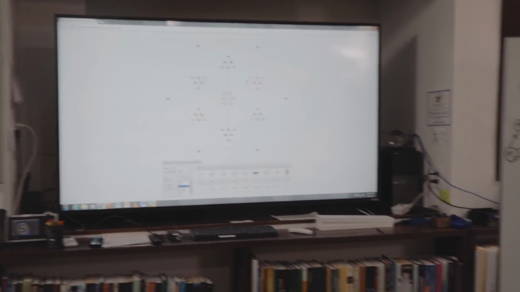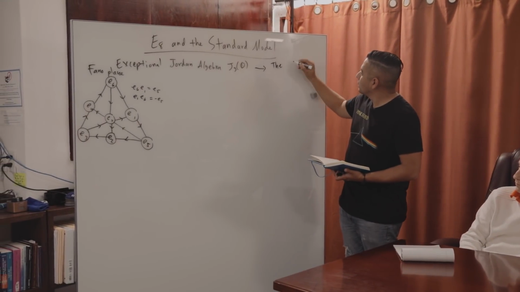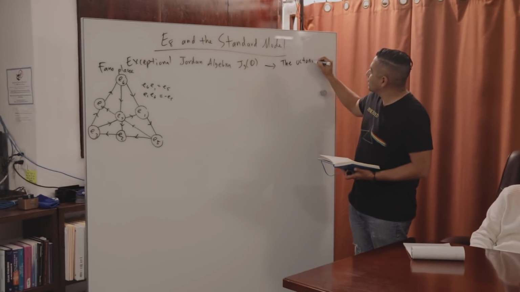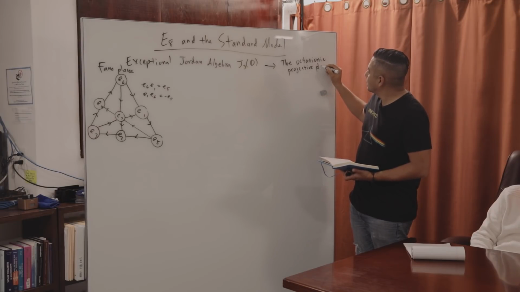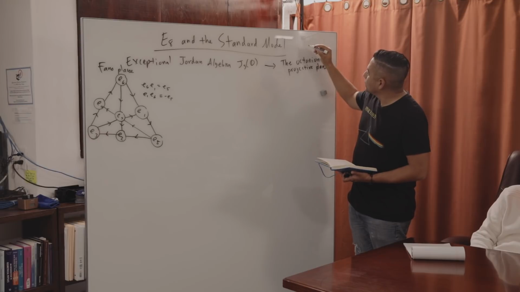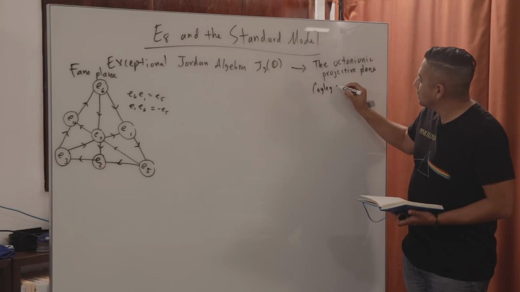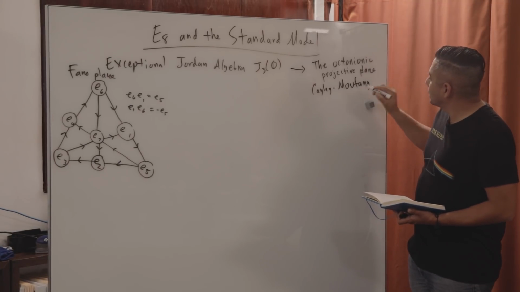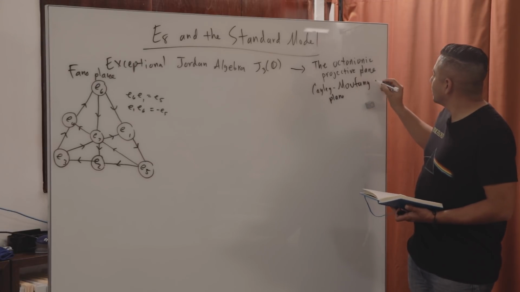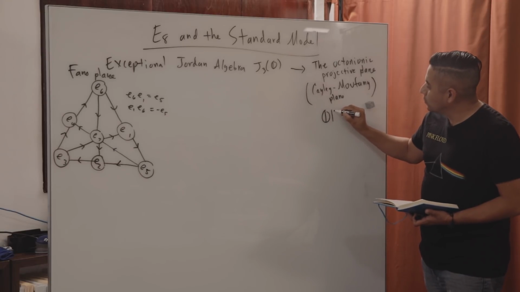called the Cayley plane, or the octonionic projective plane, or Cayley-Moufang plane. That's another way that you'll see it pop up, and it's denoted OP2.